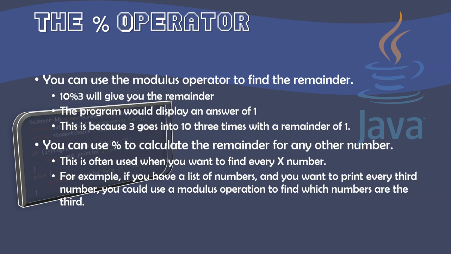And very often, the modulus is used in programming when we want to find, for example, every certain number. Let's say we have a list of numbers and we want to print every third number. We could use the modulus operator to find out in that list which number is third. We're going to print the third number and the sixth number and the ninth number. Rather than having to go through and manually count it, we can just use the modulus operator to help us with that.